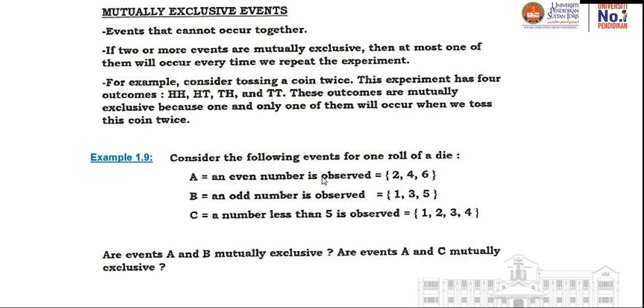So obviously, we can see that there is no number that appears in both events. 2, 4, 6, 1, 3, 5. So there is no number that occurs in both A and B at the same time. So we may conclude that events A and B are mutually exclusive events.